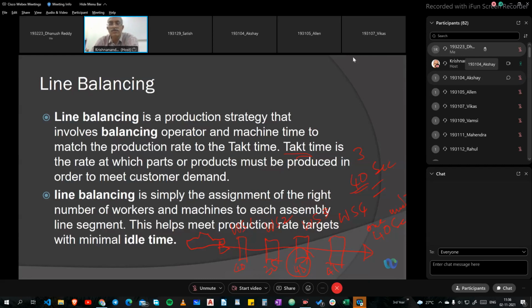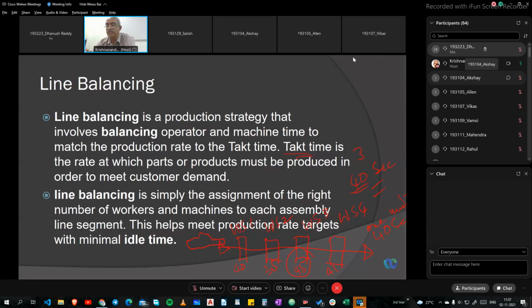So once you calculate this takt time based on how many working hours there are per day and what the daily demand is, you should also know the assembly sequence, and for this assembly sequence you have to draw a network diagram, which we have.